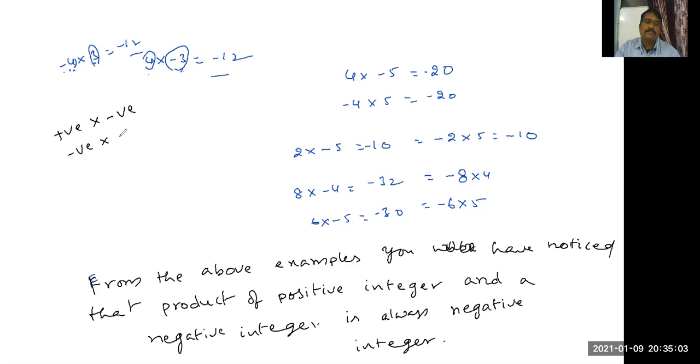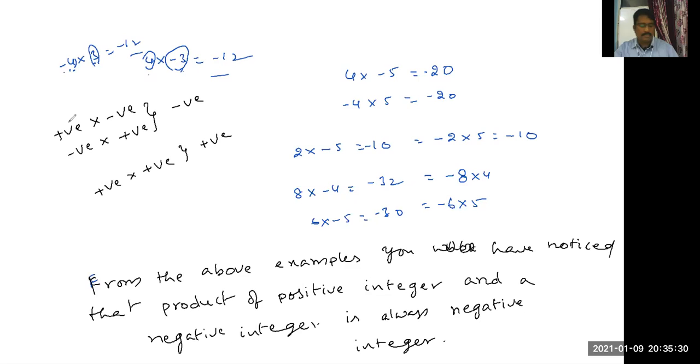Positive into negative, or negative into positive, both products are negative. As usual, 4 3s are 12, 3 3s are 9, 2 3s are 6, 1 3s are 3. So the product of two positive integers is always positive.